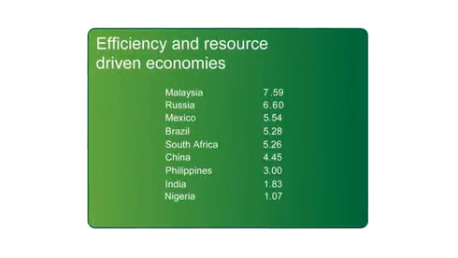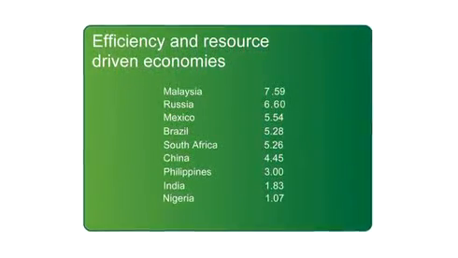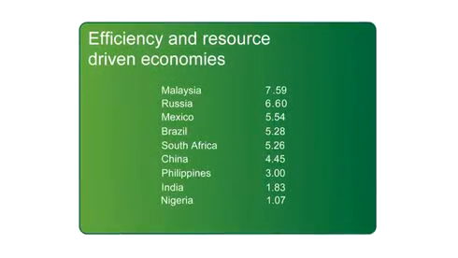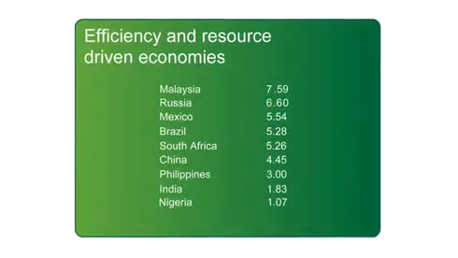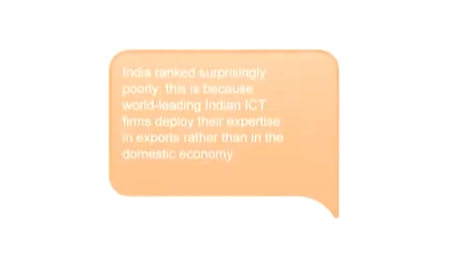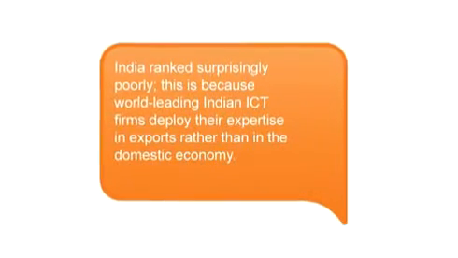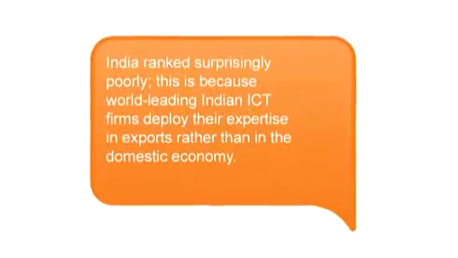Among the other resource and efficiency economies, Malaysia and Russia did very well. Relatively, India did very poorly. The Indian result is probably surprising because when one thinks of India, one thinks of the major Indian firms like Infosys, who are world leaders in ICT. The problem is that their use of ICT is really for exports, that ICT is not being used domestically within the Indian economy, and therefore those firms are really helping economic growth in the United States, but not economic growth in India. And so those are kind of the surprising results that we had.